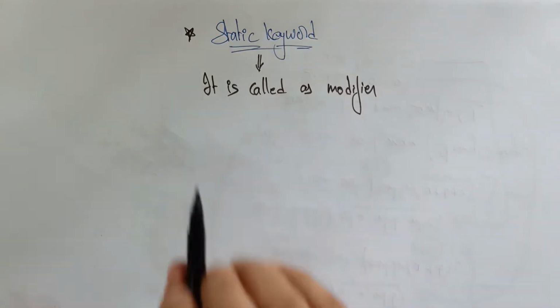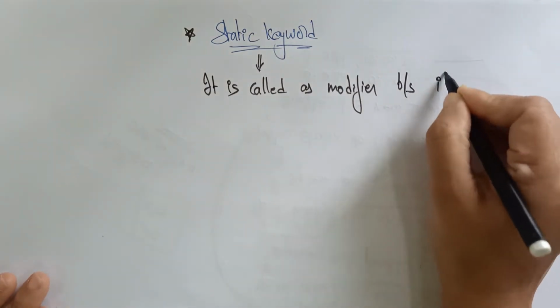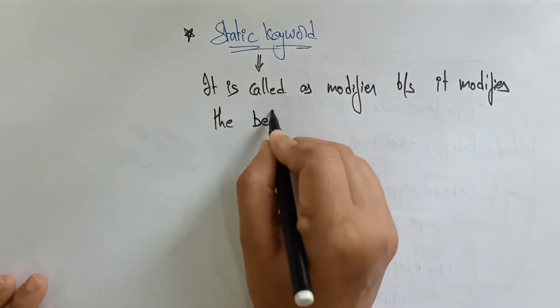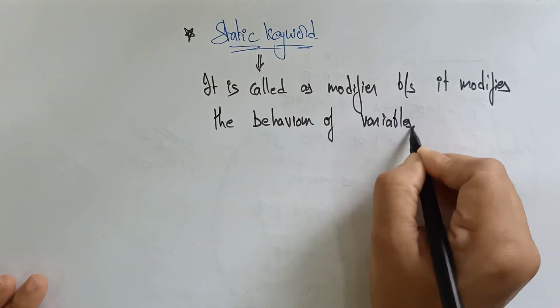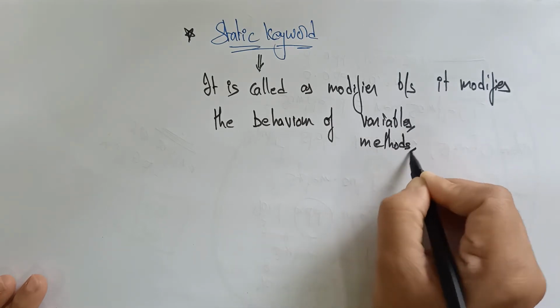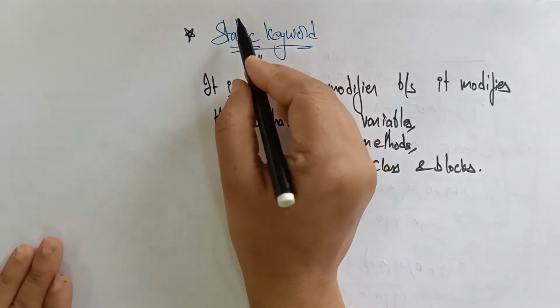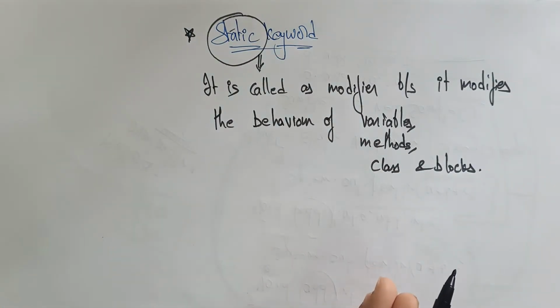We call it a modifier. Why are we calling it a modifier? Because it modifies the behavior of variables, methods, class and blocks. So wherever you have mentioned the keyword static, before the variables, before the methods, before the class and before the blocks, it is going to modify the behavior of that complete variable. So it is different for an instance variable and a class variable.